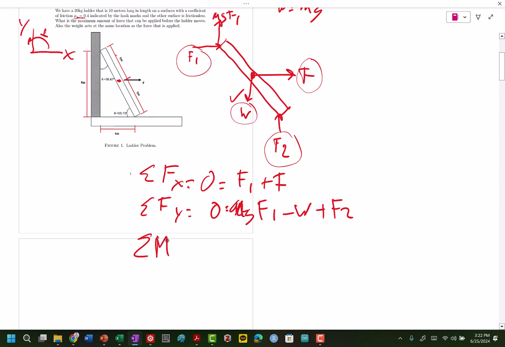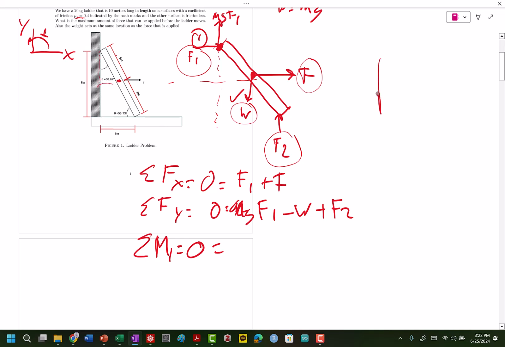And now the sum of the moments. We need to select the location for the moment. Again, we want to pick the location where we can cancel out the most forces effectively, so we either want to put it right here or right here. I'm going to say the moment about 1 must be equal to 0. Let's look at the perpendicular distance from our origin. It's going to be this distance here. So what is this distance?